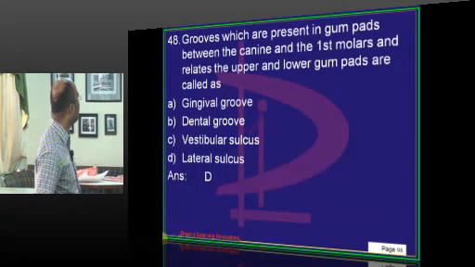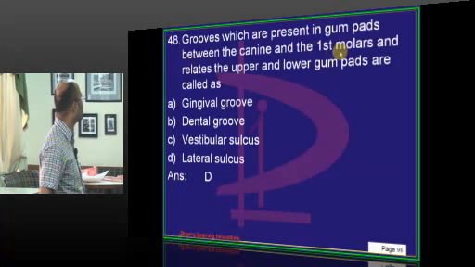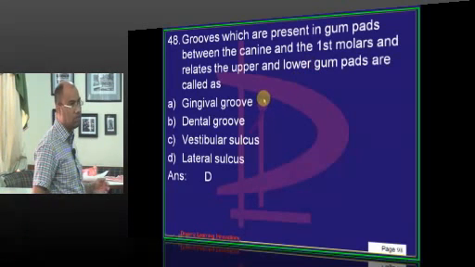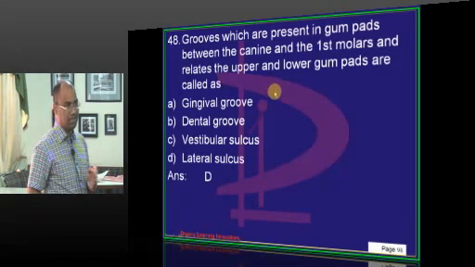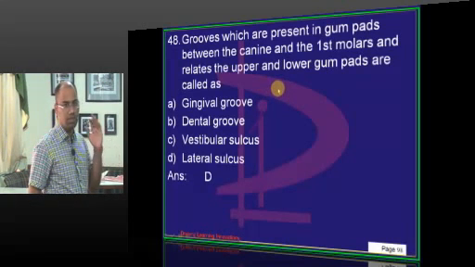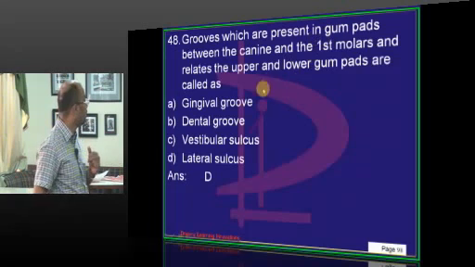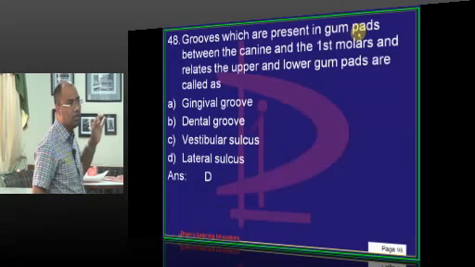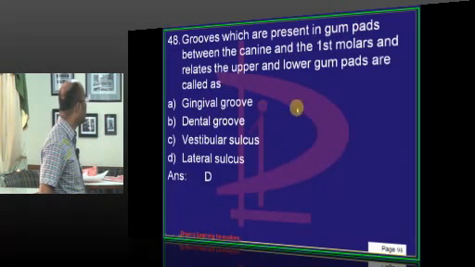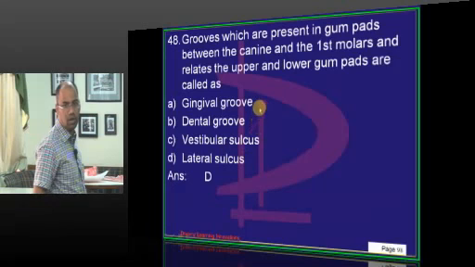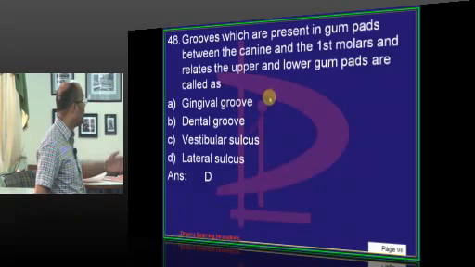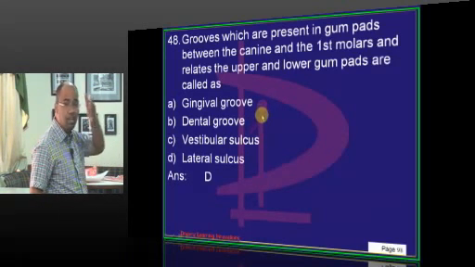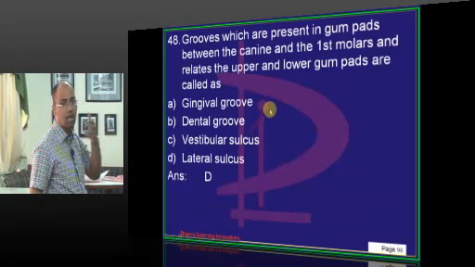Grooves which are present in the gum pads between the canine and the first molars relate to the upper and lower gum pads. As I said, there are transverse grooves between the deciduous segments. There are 5 or 10 which will divide into 10 compartments. Now there is one groove which is prominent between the canine and the first primary molar, that is referred to as lateral sulcus or lateral sulci. The upper and lower lateral sulcus will give us the anterior-posterior relationship of the upper and lower arch.